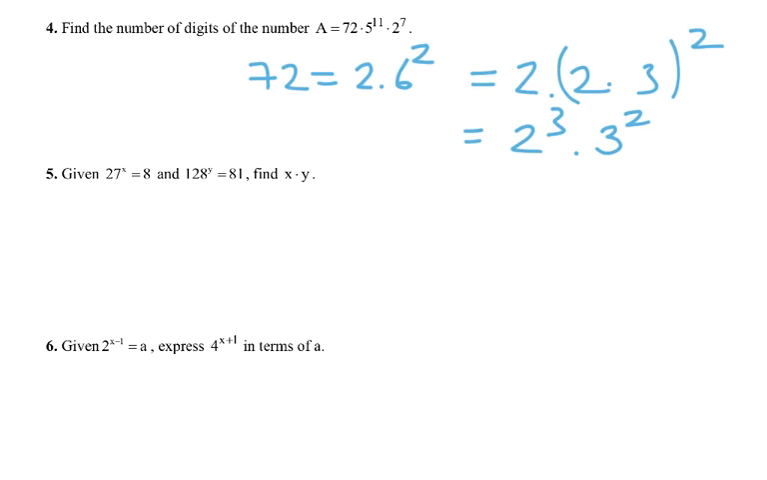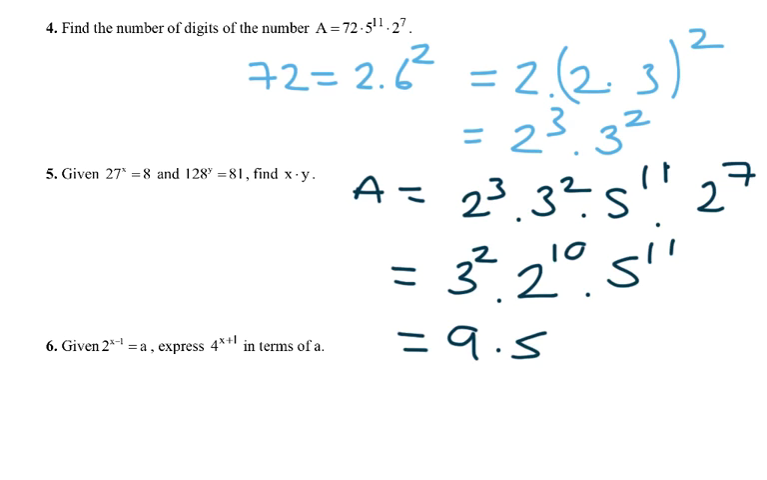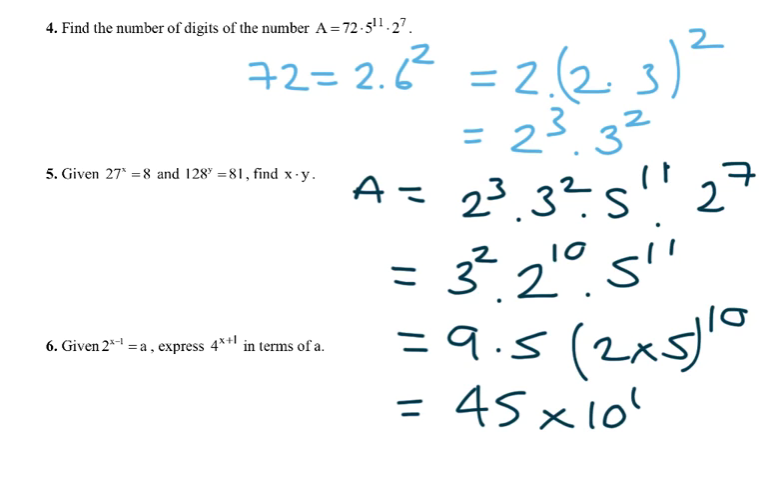So A must equal then 2 cubed, 3 squared, 5 to the power of 11, 2 to the power of 7, which is then going to give us 3 squared, 2 to the power of 10, 5 to the 11. And so we can write that as 9 times by 5, 2 times by 5 to the power of 10. So 45 times by 10 to the power of 10, and again we should get 12 digits, 2 here and 10 here.